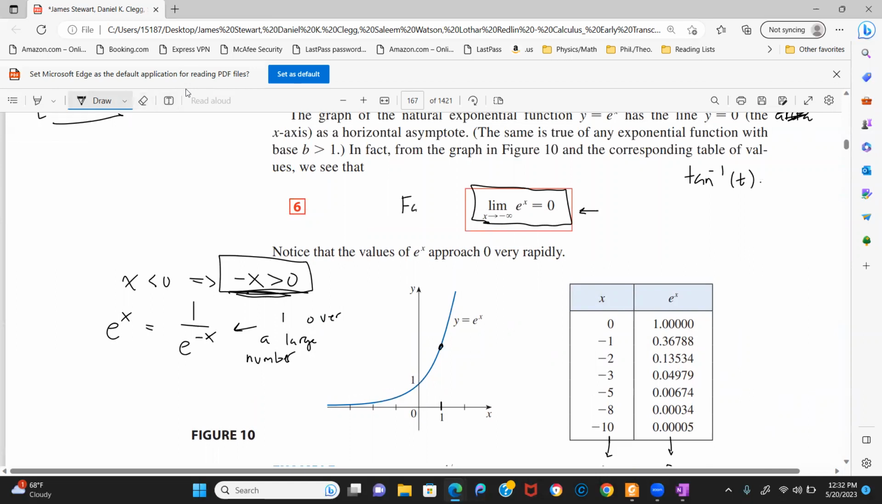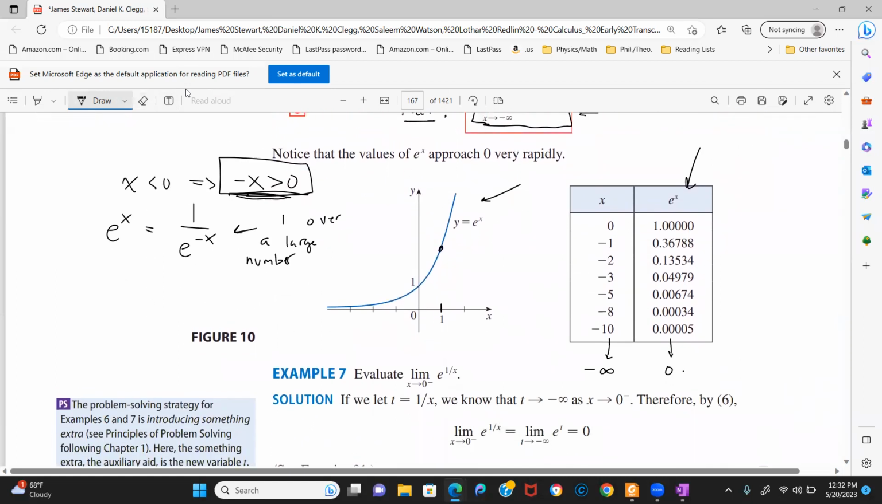This is a fact. You can either justify it by using the graph, or by using this table, or you can just take it as a fact. I'm going to just take this as a fact that this is true. So if I give you a problem, try to use that fact. For example, in this problem, we have the limit as x goes to 0 from the left of e to the 1 over x.